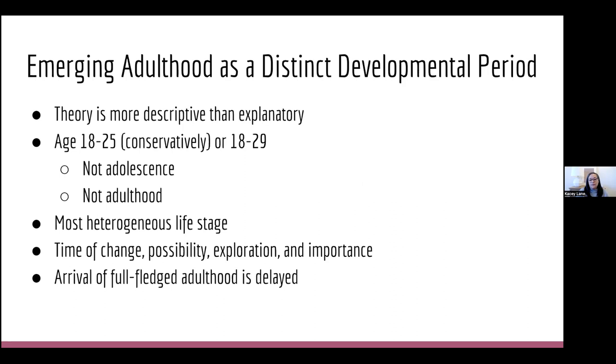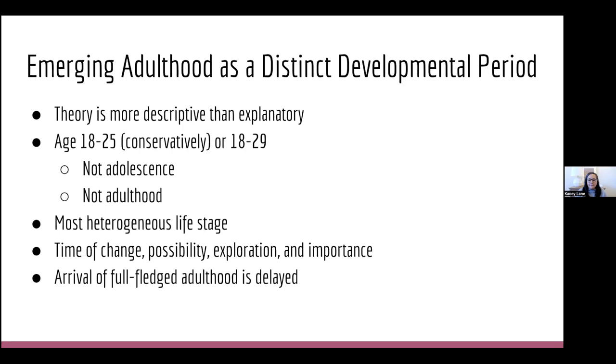Emerging adults are individuals aged 18 to 25 conservatively, or 18 to 29. And this range is really due to the variation in a subjective sense about what it means to be an adult. And this is something that we'll discuss together later. Emerging adulthood is not adolescence, and it's not adulthood. Arnett argues that emerging adulthood is both theoretically and empirically distinct.